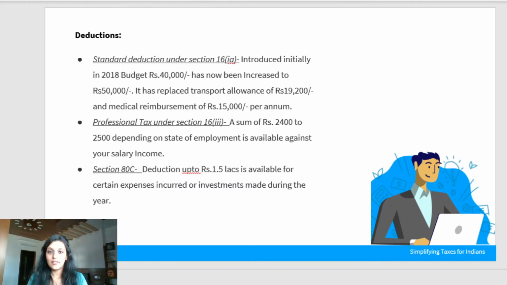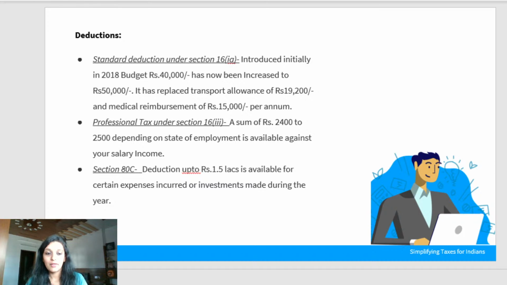And apart from this, in case you are contributing to NPS, which is the National Pension Scheme, in 80CCD(1B) you can avail a maximum of 50,000 as deduction. So if you have availed the entire 80C limit, which is 1.5 lakh, the additional limit of 50,000 you can claim from 80CCD(1B). So in total you can claim 2 lakh from these two sections.